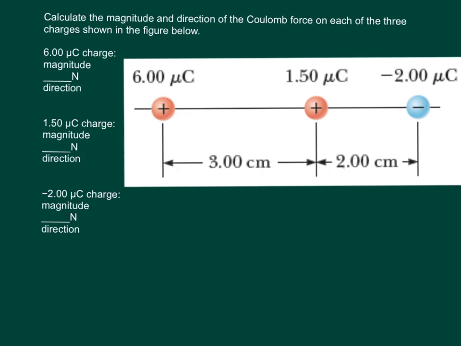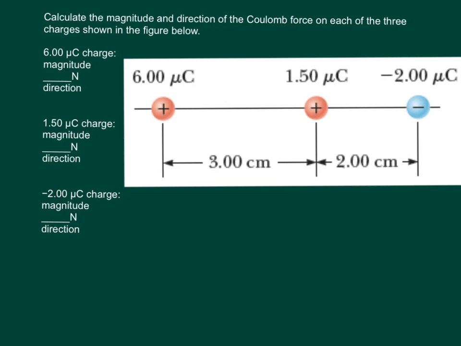Question says, calculate the magnitude and direction of the Coulomb force on each of the three charges shown in the figure below. So what you can see is that this charge is going to exert a repulsive force on this charge, and this charge is going to exert an attractive force on this charge. And so each of these charges are going to act on each other, and so it wants to find the force exerted on each of these charges.